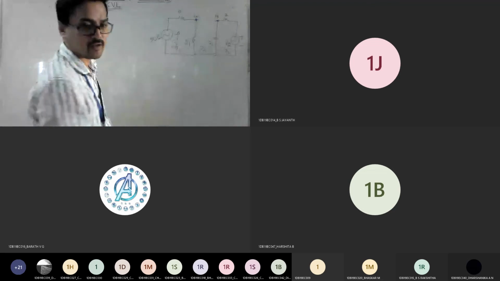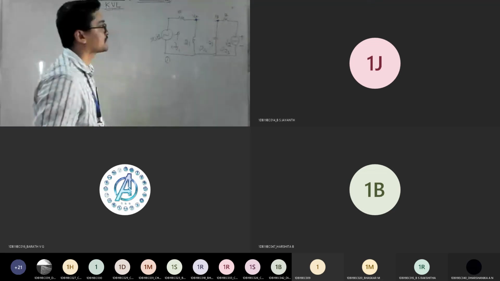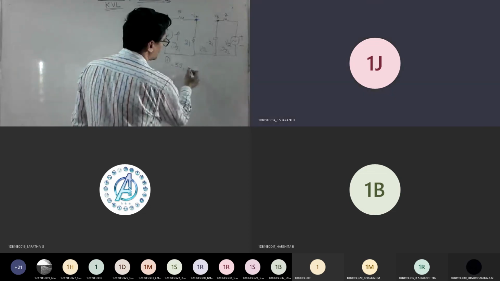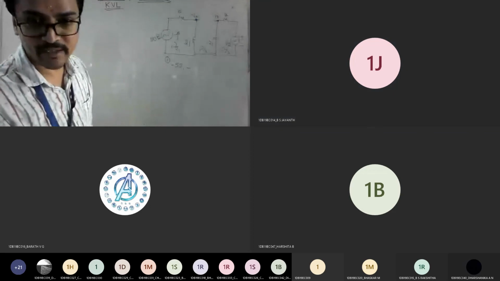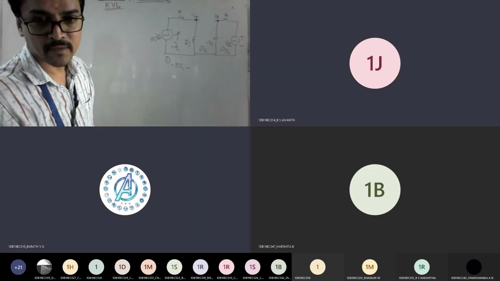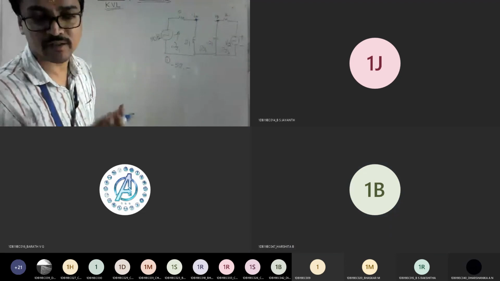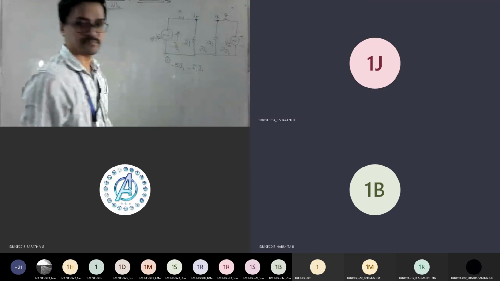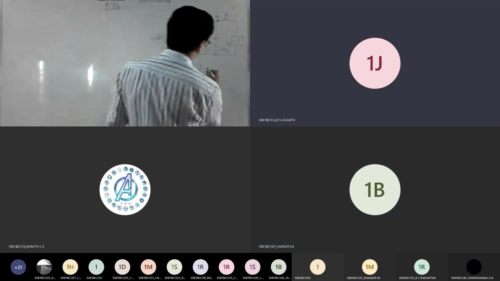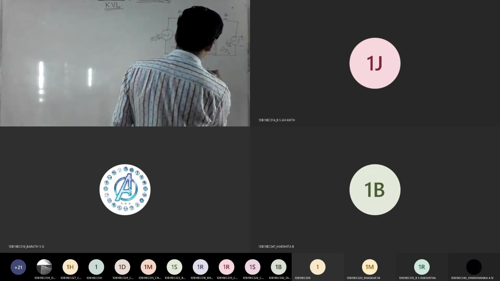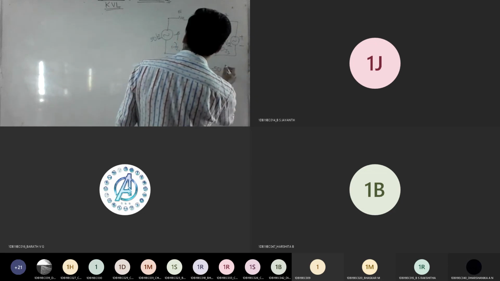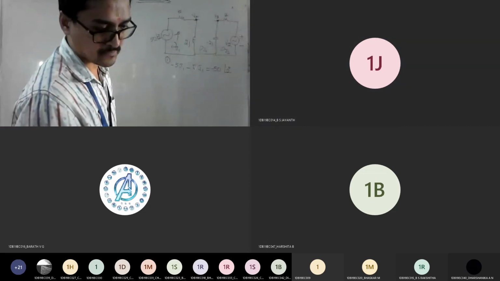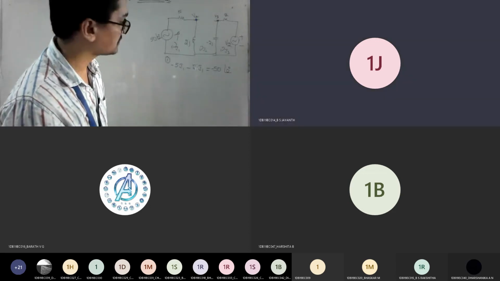Apply mesh 1 analysis and tell me what the equation is. -5 I1, and here what do you write now? You will write -2j I1 minus I2? No, sir, only I1. If you write I2, which is 0, you will waste time. So instead, straight away write -2j I1. Minus 2j plus means plus, so I will push that to the other side. It becomes -50 at an angle 0 degrees. Am I correct? Yes, sir.